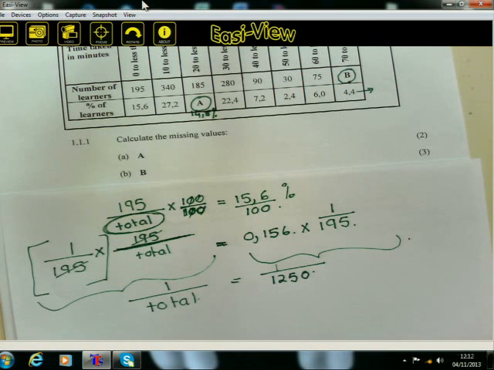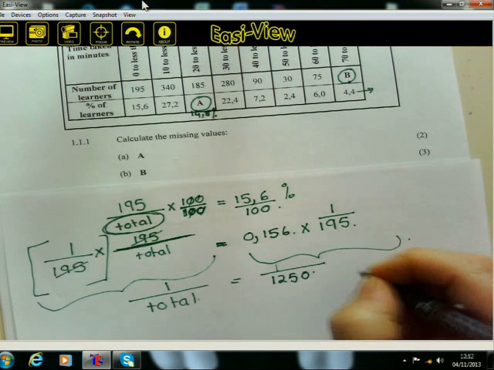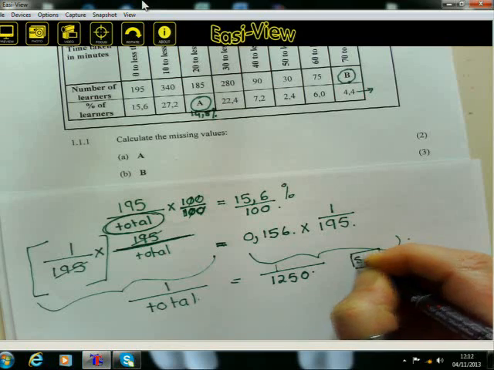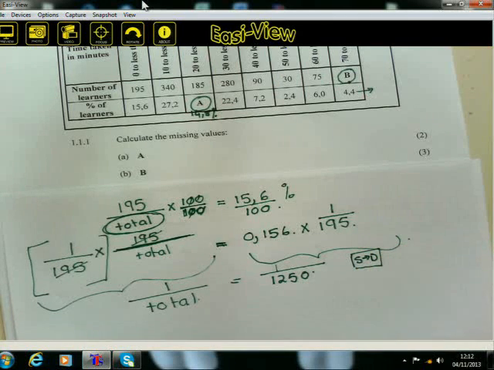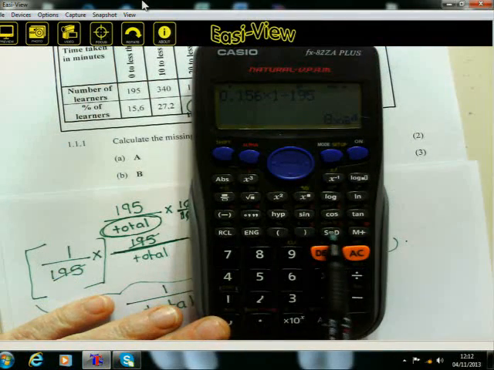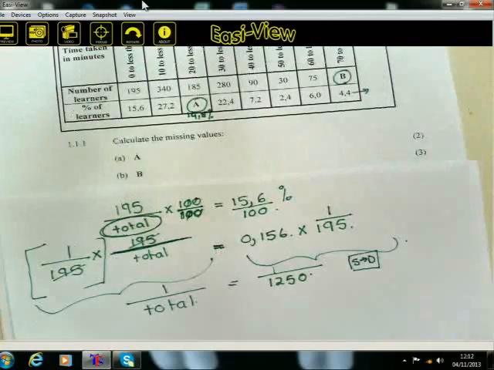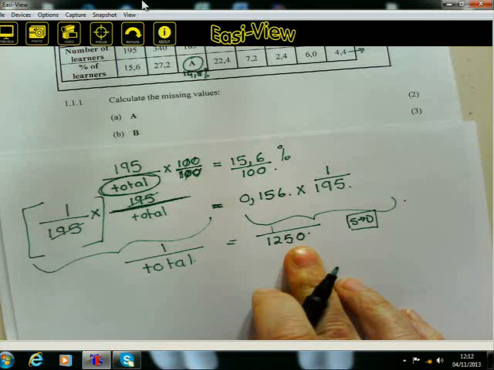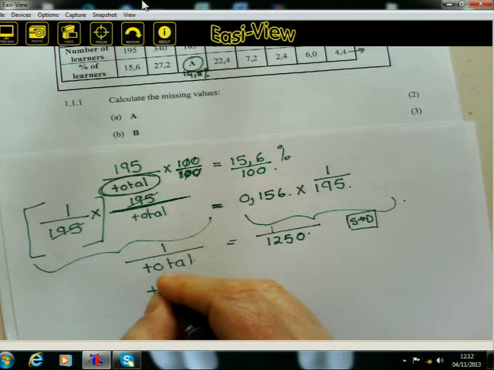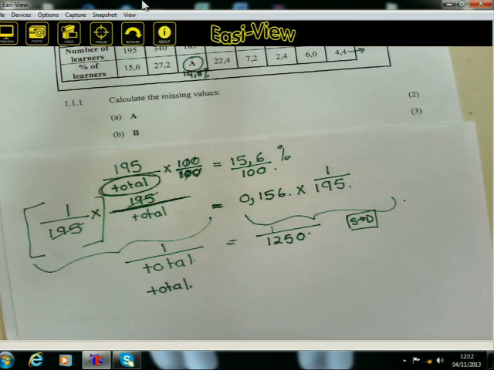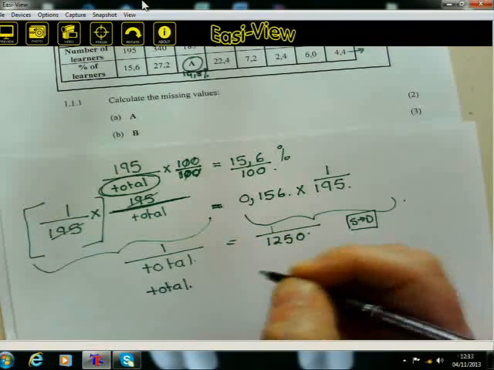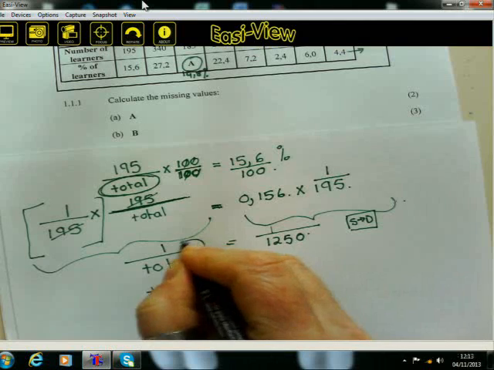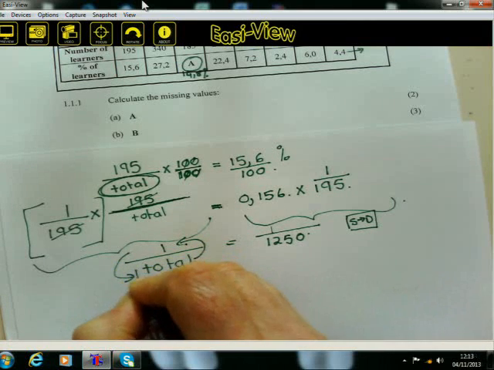Some of you will see the answer of 8 times 10 to the power of minus 4. Just press the SD button if you are using a calculator so that you can get the other format. Remember, the SD button is that button there. Okay. Now, since I'm having 1 over total on this side, what is it that I must do only to get total? I must swap the top and the bottom. In other words, I must write total at the top and 1 at the bottom.